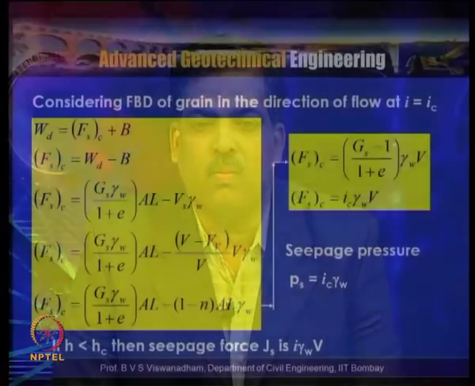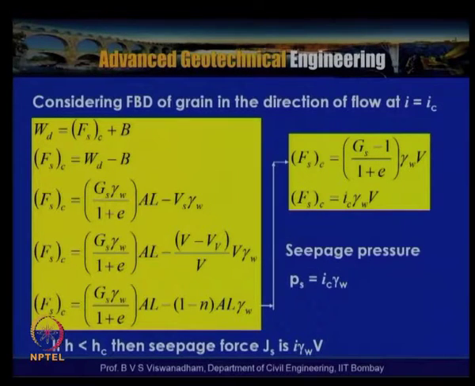So, we can write Fsc as Gs gamma w by (1 plus e) into A L, minus (V minus Vv) by V into V gamma w. What we have done is replaced Vs by (V minus Vv) by V into V gamma w. So, this frictional force applied on the solid particles is nothing but Gs gamma w by (1 plus e) into A L, minus (1 minus n) into A L into gamma w. Upon simplification, we get that Fsc, the seepage force applied on the solid particles, is equal to (Gs minus 1) by (1 plus e) into gamma w into V.